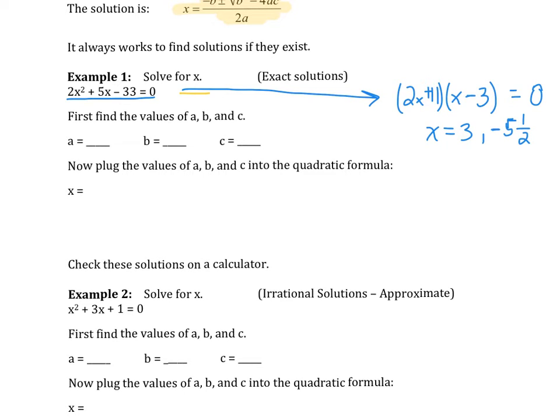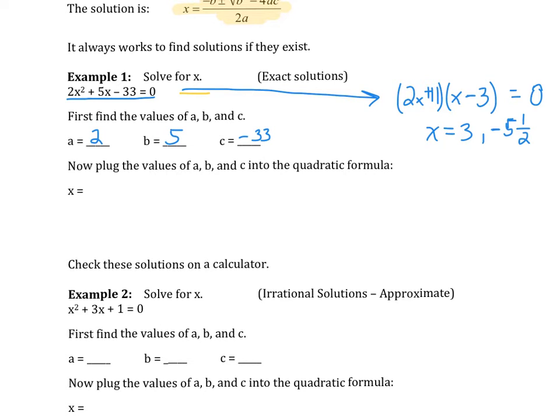And like last class with the discriminant, I said it's sometimes helpful to list a, b, and c right off the bat, so that's what we're going to do. A is 2, b is 5, and c is negative 33. If it has a minus in front of it, don't forget that gets attached to the number or the variable term.